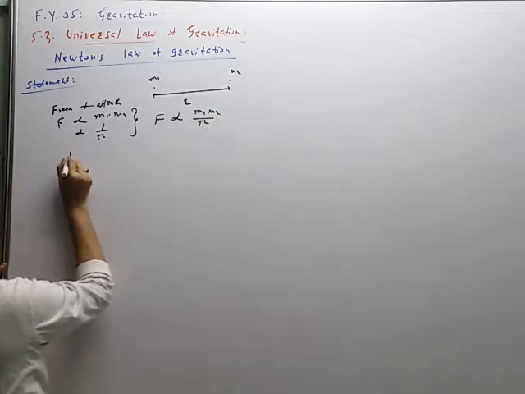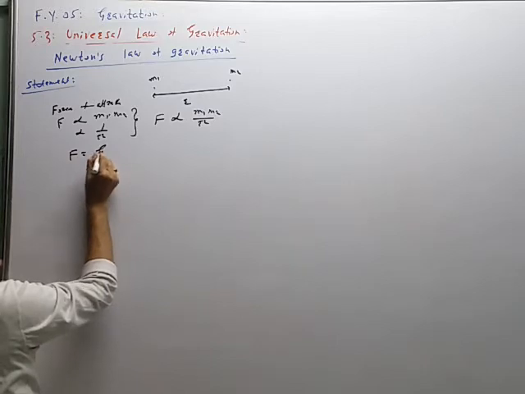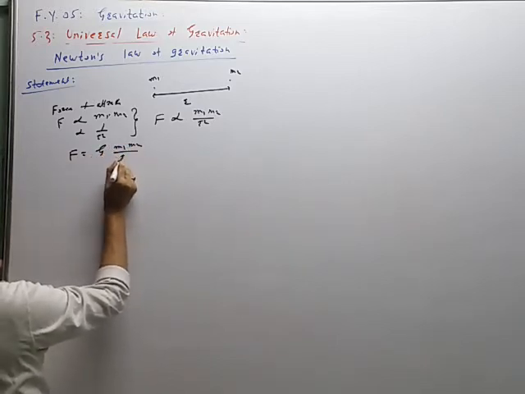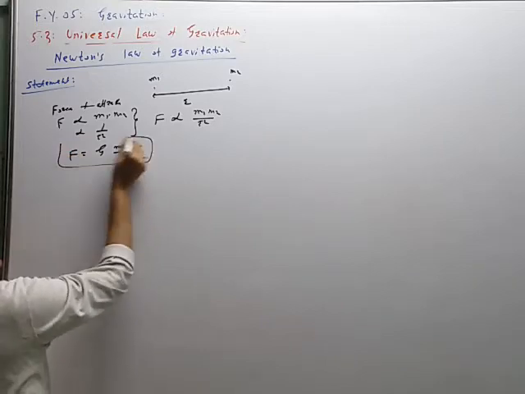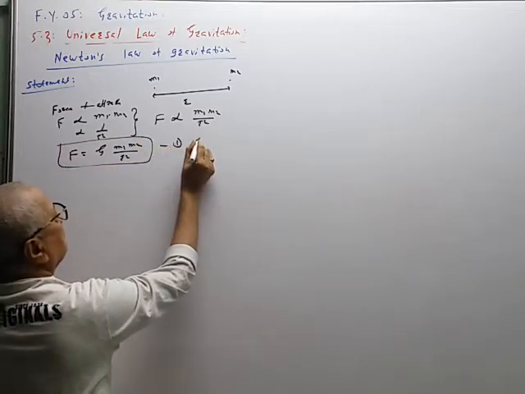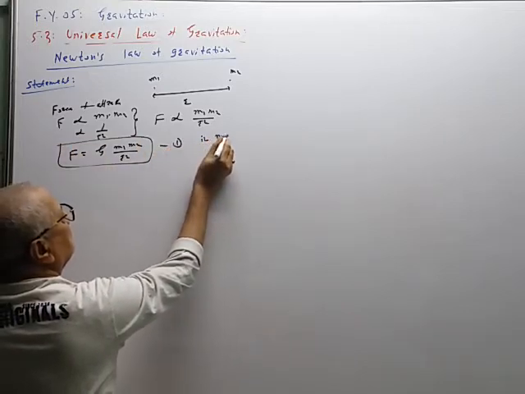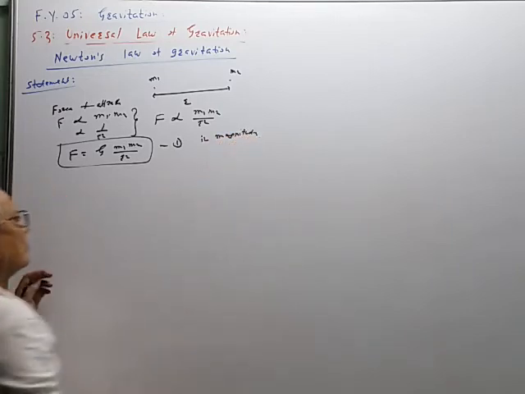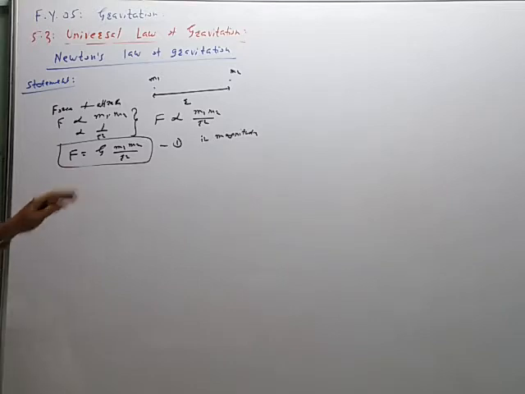If we remove the proportionality sign, then we have to take some constant. So F is equal to G m1 m2 upon r square. This is equation 1. It gives the magnitude. In magnitude, Newton's law of gravitation is given like this.